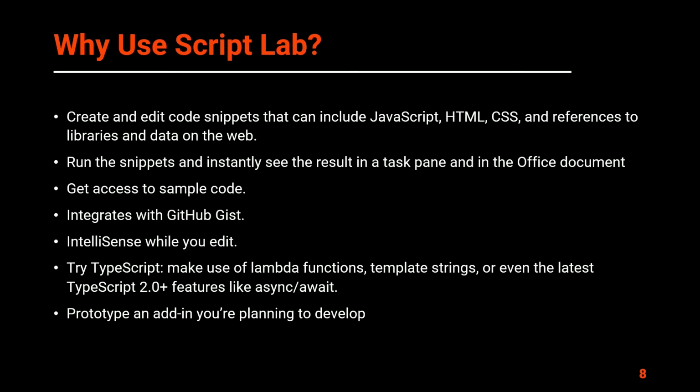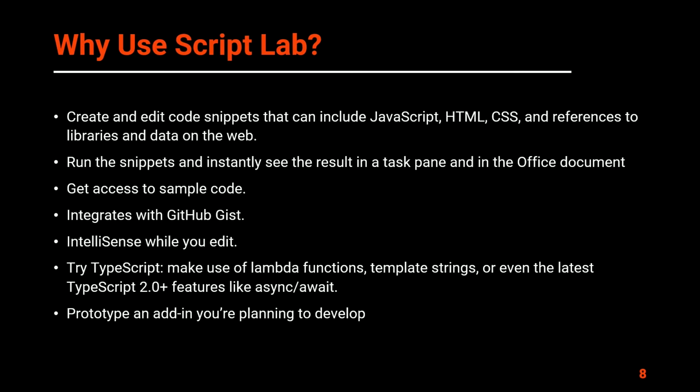And then also probably one of the best things about it is we can run the snippets of code that we write instantly. We can just see the results in a task pane, and we can see the output in our particular Office application. This is great for experimenting. It's really easy to just write some code, experiment, and be on your way.